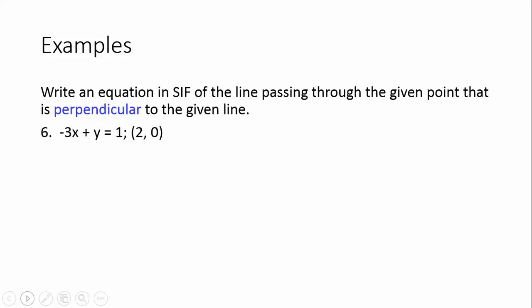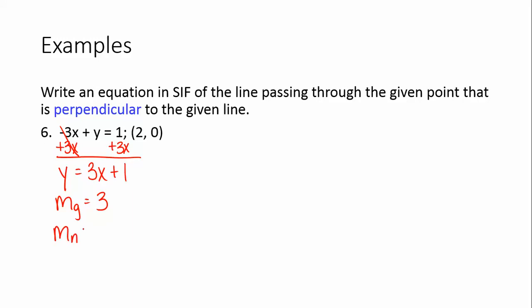Example 6, we have -3x plus y equals 1. So again, we want to solve this equation for y by adding 3x. So we get y equals 3x plus 1. So the slope of the given line is 3, but the slope of the new line is going to be what? We need the opposite reciprocal of 3, so -1/3.